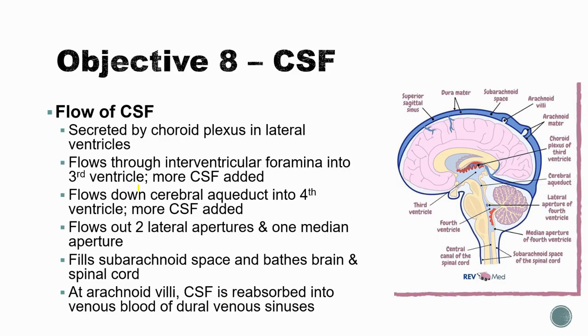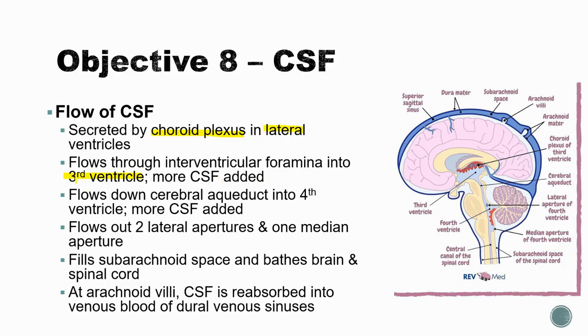Now the flow is going to start in those lateral ventricles. Okay, we have the choroid plexus that's located in the lateral ventricles. And so it's going to be produced there, and then it's going to flow through these little tiny holes that connect the lateral ventricles to the 3rd ventricle. Now the 3rd ventricle also has choroid plexus, okay, and so there's going to be more cerebrospinal fluid made and added.